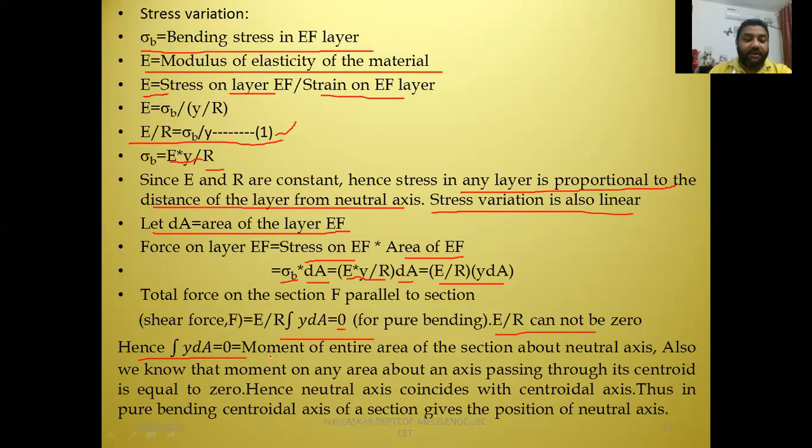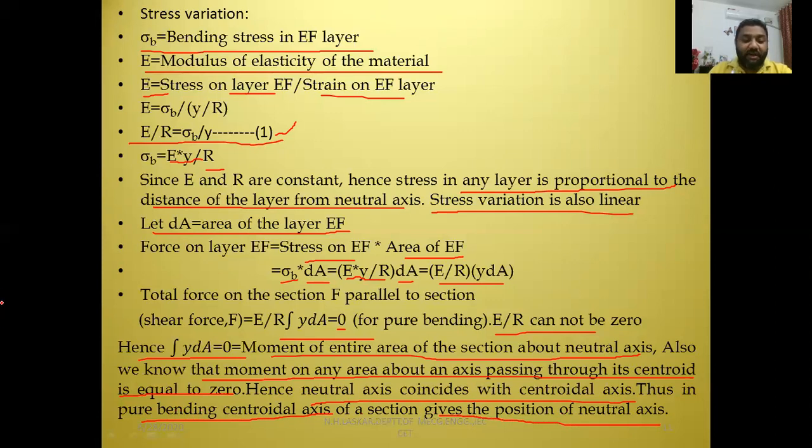And what is integration y dA? It is the moment of the entire area of the section about the neutral axis. What is this? The centroid. We know that the moment of any area about an axis passing through its centroid is equal to 0. Means if the axis passes through the centroid, then the moment of the area about that axis is equal to 0. Hence, we can say that the neutral axis coincides with the centroidal axis. Thus, in pure bending, the centroidal axis of a section gives the position of the neutral axis.